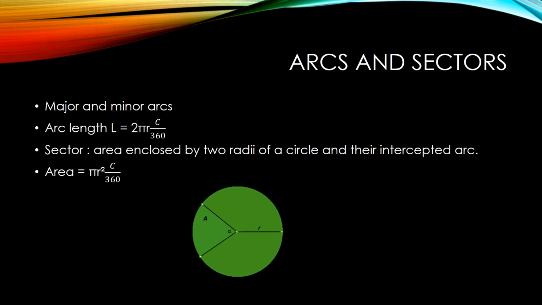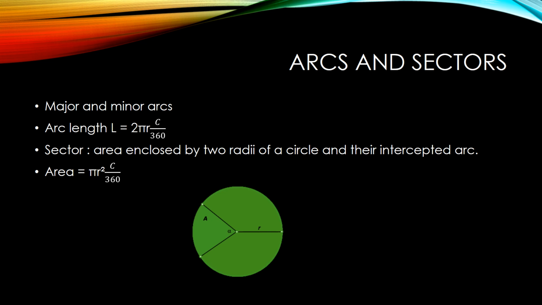Arcs and sectors. An arc is a portion of the circumference of a circle, given two points on the circle. The minor arc is the shortest arc linking them. The major arc is the longest. On the GMAT, we usually assume the minor arc length.